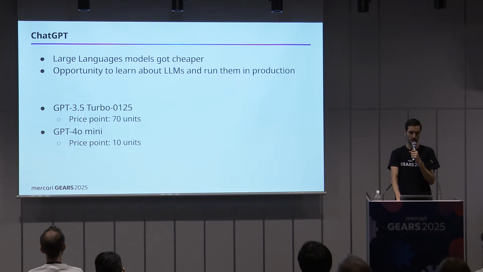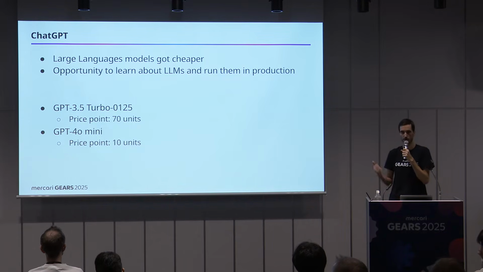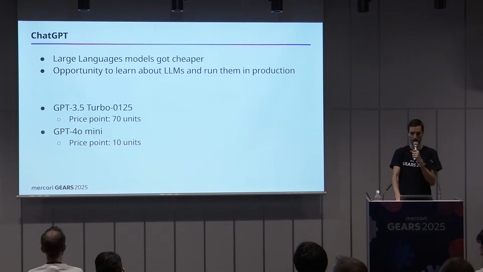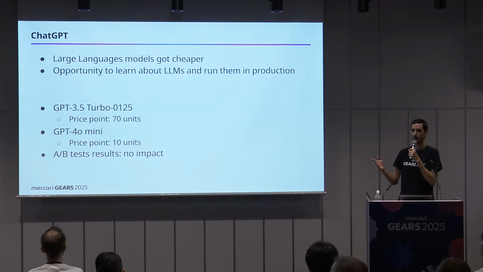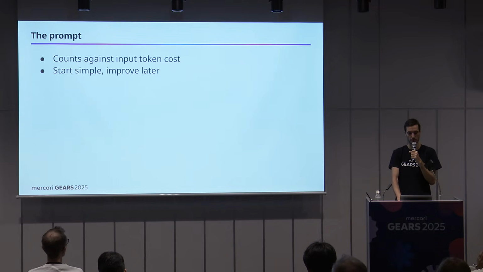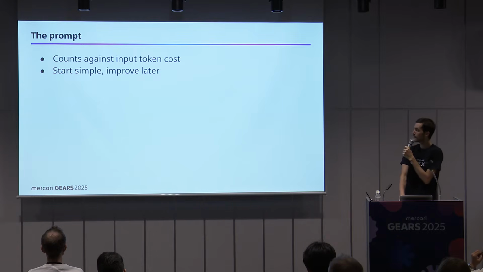A few months later, we moved on to 4.0 Mini, and then we were at 10 units. So we had already divided the cost by 10 since DeepL. So it's really tremendous at that point. And we also A/B tested DeepL versus ChatGPT. And when I say no impact, it means we didn't see any decrease or increase, but we saved 90% of the cost. So for us, it was perfect.